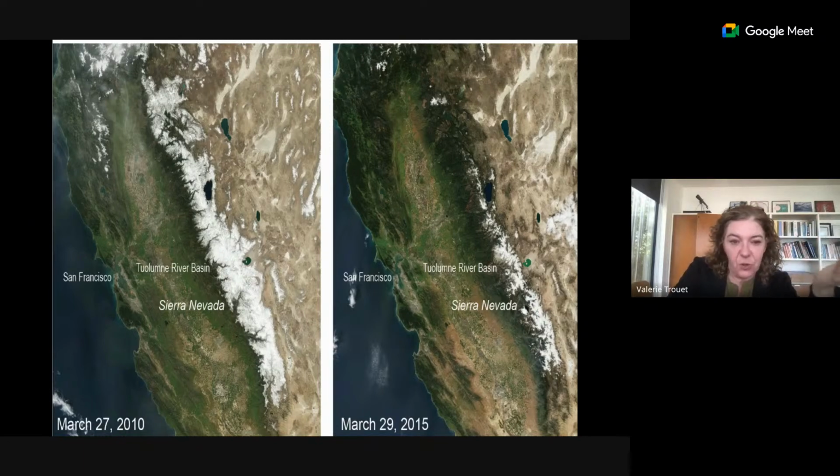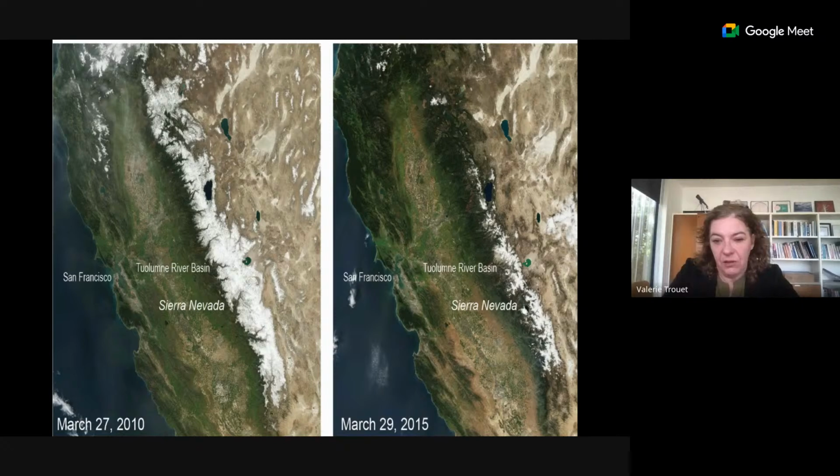On the left, you see the snowpack in a very average year, 2010. This is what you can expect in a healthy snowpack in the Sierra Nevada mountains. On the right, same time of year, you can see what the snowpack was like in 2015. Even from space, you can see just how little snow there was. Again, this is at the end of the wet season in California. At that point, you can expect that there's not much snow that's going to still fall. So these were dire circumstances.